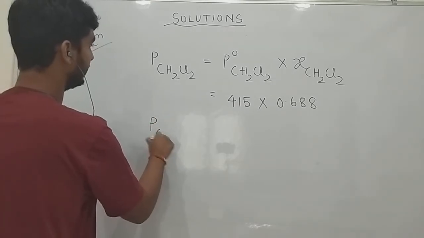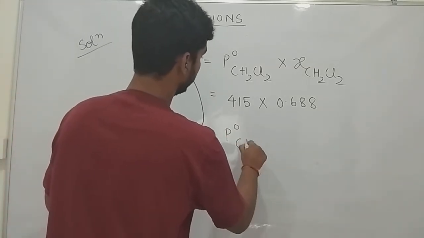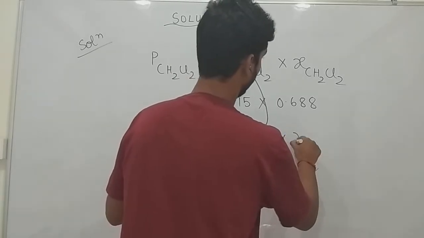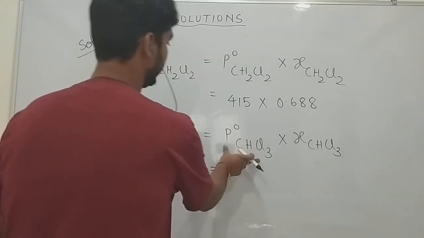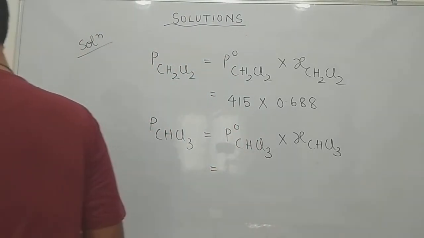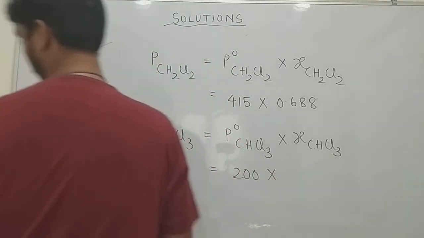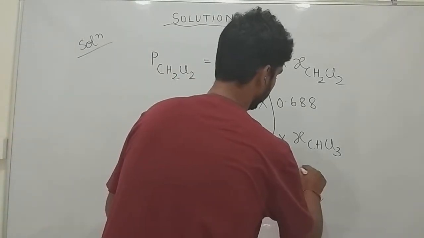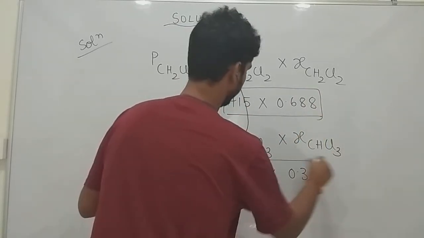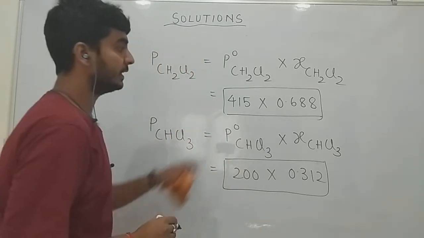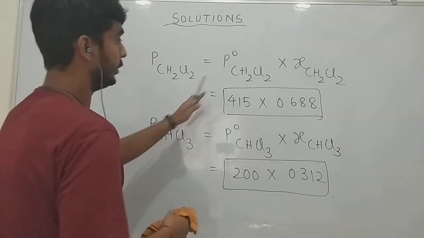Similarly, we can calculate the partial pressure of CHCl3, that is chloroform. It will be P naught CHCl3 into the mole fraction of CHCl3. The vapor pressure of chloroform is given as 200 millimeter of mercury column. So 200 into its mole fraction, 0.312. So these are the partial pressures of the two components, and if we want to know the total pressure, we'll just simply add them.